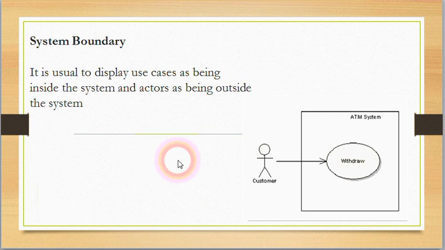System boundary. We use a rectangle to represent a system, and we give it a name. This helps us to visualize what is inside the system and what is outside the scope of the system. So with a system boundary it is usual to display use cases as being inside the system and actors as being outside the system.